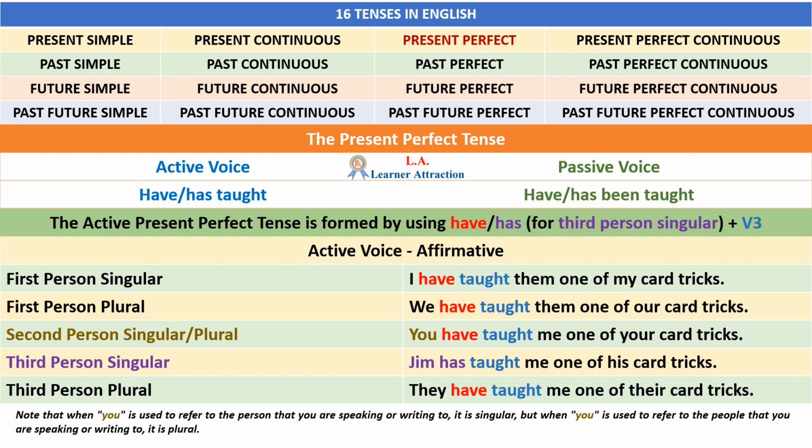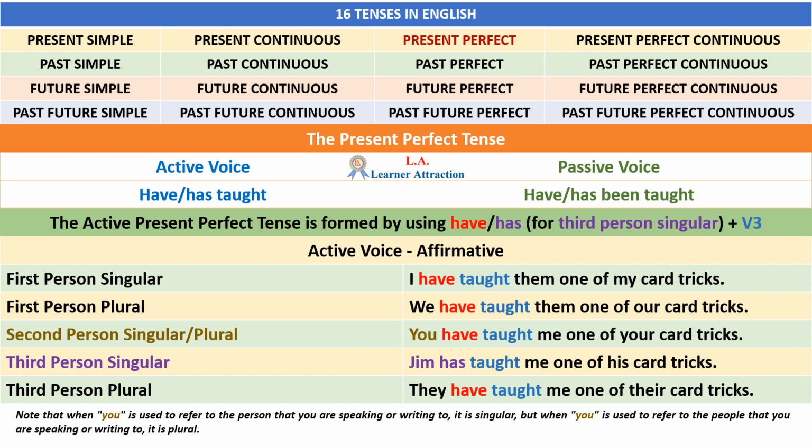Active voice: have or has taught. Passive voice: have or has been taught. The active present perfect tense is formed by using have, or has for the third person singular, plus verb 3.